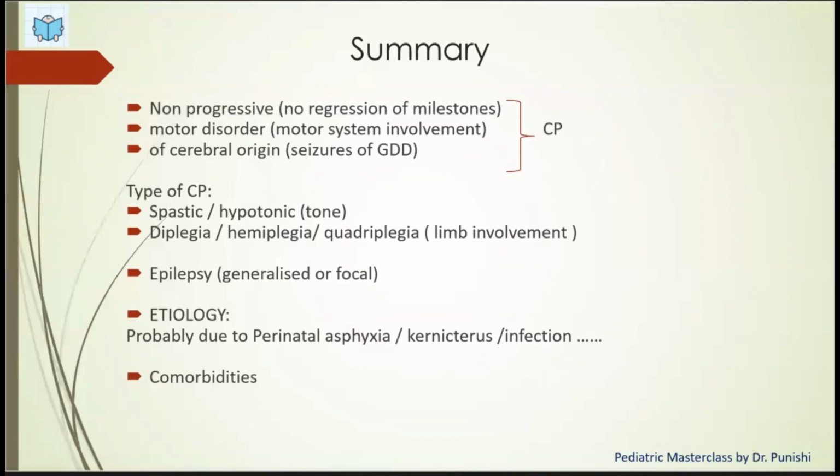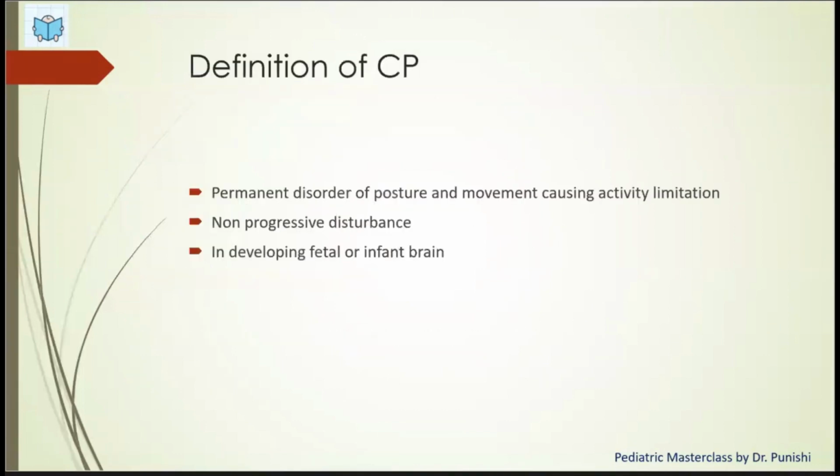What is the definition of cerebral palsy? It is a permanent disorder of posture and movement, so basically involving the motor system, right? Which can cause activity limitation. It is a non-progressive or static encephalopathy, like we said, so you will never have regression of milestones. And the insult has taken place in the developing fetal or infant brain. So the insult has to happen before 1 year of age.